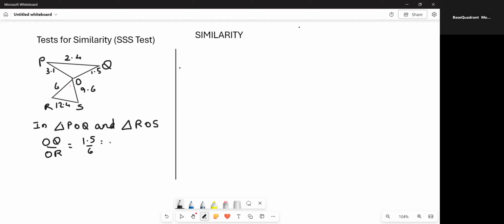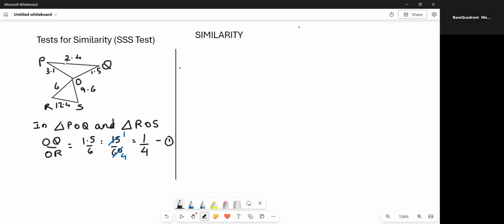If you multiply by 10, you get 15 upon 60. You know that 15 ones are 15 and 15 fours are 60. Therefore, it is equal to 1 upon 4. Equation 1. Now take the next pair here.